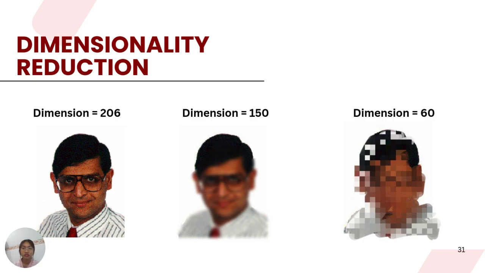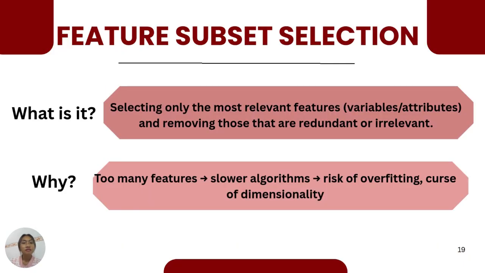So now let's move further to feature subset selection. So what is it? It is selecting only the most relevant features and removing those that are not related. Why? Because too many features cause slower algorithms, and they can create a risk of overfitting and the curse of dimensionality.